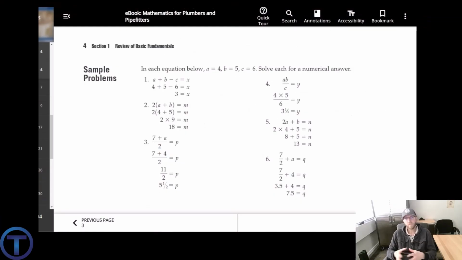All right, so at this point, we're going to practice this for a minute. You can follow along with me with your sample problems in the book. It says for each equation below, a equals 4, b equals 5, and c equals 6. We want to solve for whatever numerical answer we're trying to get as we put those together.